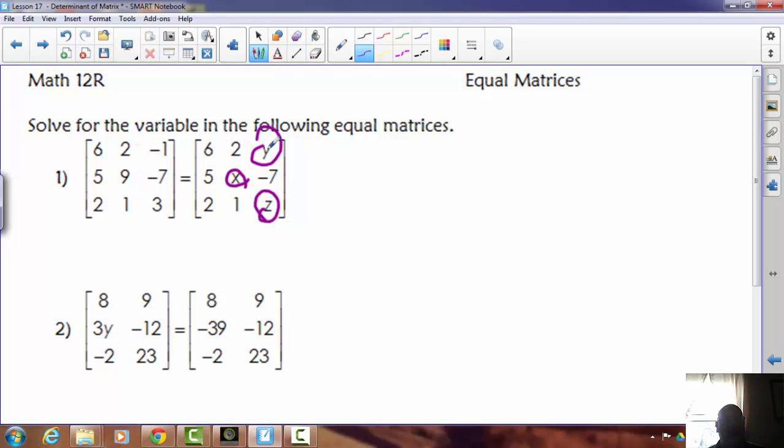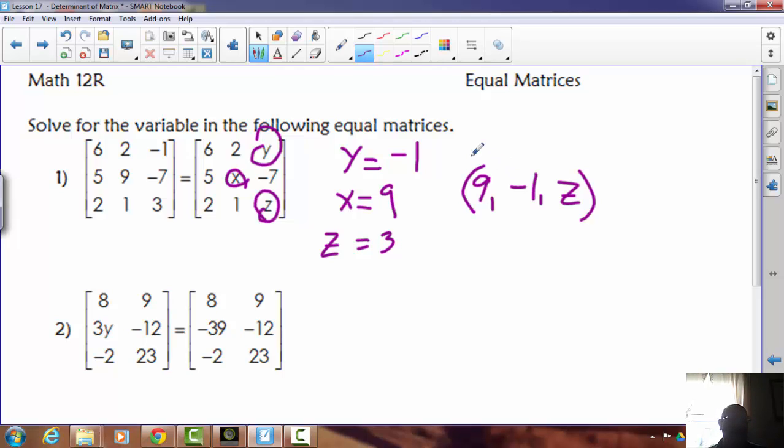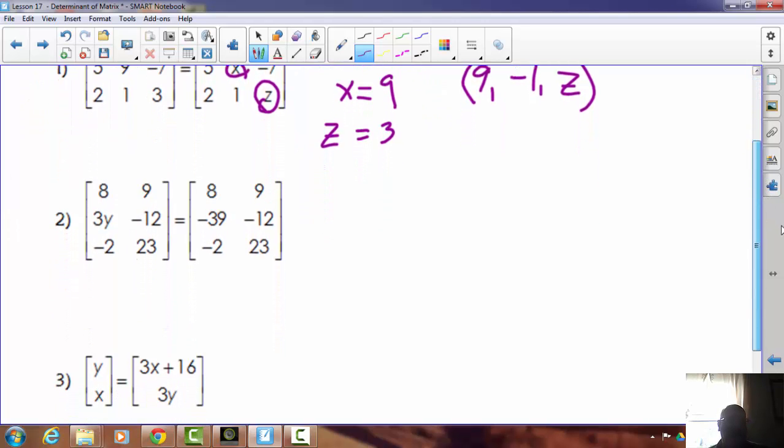So in the place of where this Y is, there's a -1, so we can conclude that Y equals -1. Where the X is here, in the equal matrix to its left, X equals 9. And here is the Z, its corresponding place in the first matrix, Z equals 3. So when we put these in order to write our solution, X is 9, Y is -1, Z is 3. Make sure you write parentheses around it. So that's how to look at equal matrices.